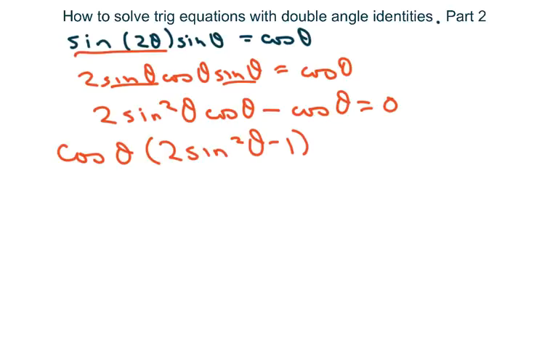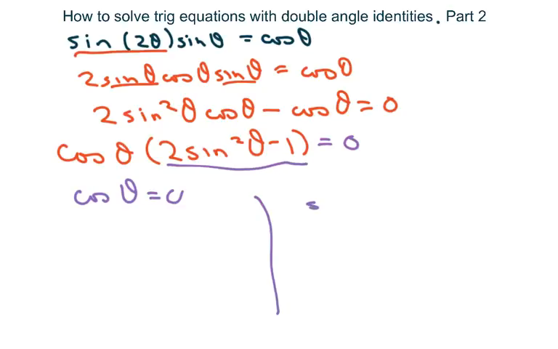After that, we simply simplify each side. We have cosine of theta equals 0. And on this side, I'm going to go ahead and rewrite it. We have sine squared of theta equals 1 over 2. I added the 1 and divided by 2. For the cosine, we have theta equals pi over 2 and 3 pi over 2.